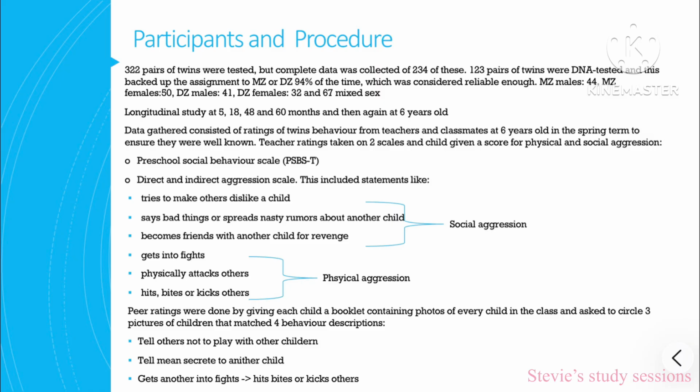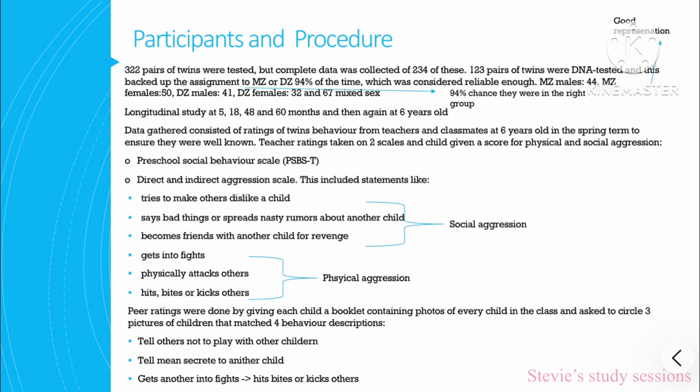These tests included statements like: tries to make child dislike other children, says nasty things or spreads rumours about other child, becomes friends with other children for revenge, gets into fights, physically attacks others, or hits and bites others. You can see how this is split into physical and social aggression. Pair ratings were done by giving children a booklet containing photos of every child in the class and asking them to circle 3 pictures of children that matched 4 behaviour descriptions. For example, tells child not to play with other children, is mean in secret, gets into fights.